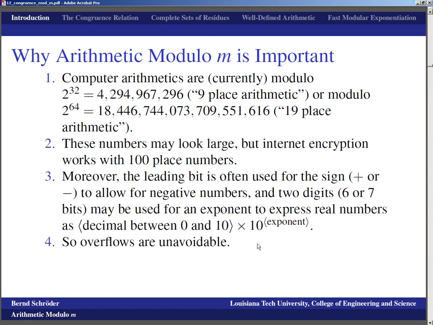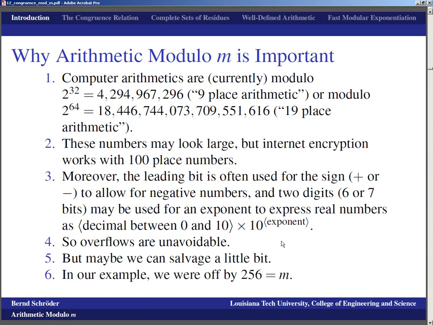Okay, so basically what that means is that these overflows that we have seen on the previous panel in limited place arithmetic are simply unavoidable. But we may be able to salvage just a little bit, because we've also seen on the previous panel that we were just off by 256, which was this modulus.